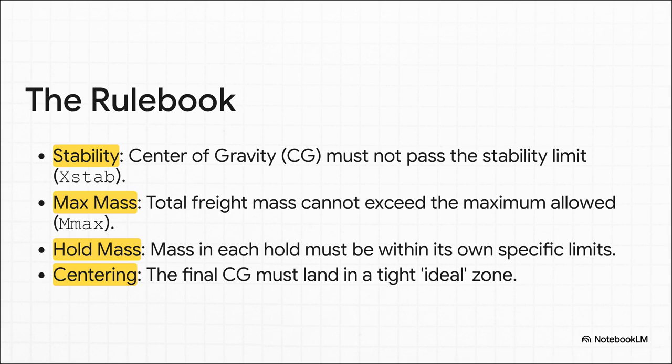First, the final center of gravity has to be within the stable zone. That's a hard limit. Of course, the total weight can't be more than the plane can handle, and you can't overload any one specific cargo hold either. And then, for those big fuel savings, the center of gravity needs to land inside a very specific, very narrow target zone. All of these rules get translated into the mathematical language of constraints.